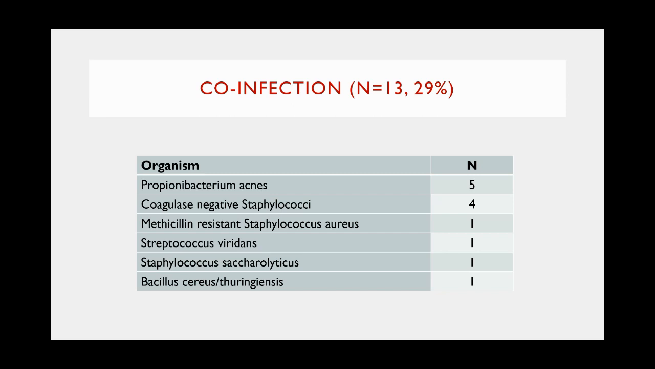In addition to Acanthamoeba, 5 eyes had P. acnes co-infection, which could have been a contaminant from the skin. 4 eyes had coagulase negative staph, 1 eye had MRSA, 1 eye had strep viridans, 1 had staph saprophyticus, and one had Bacillus cereus.